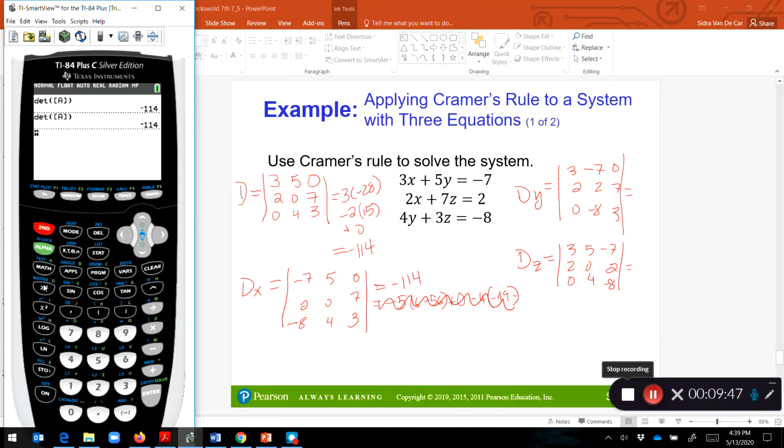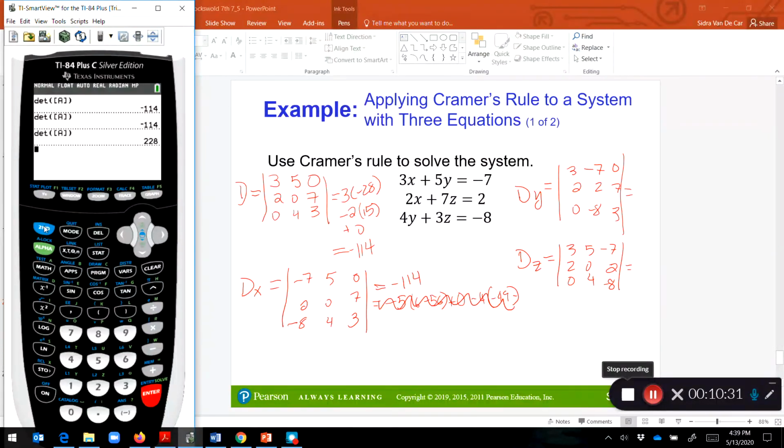So we need to edit that matrix again. And let's replace that first column with 3, 2, 0 again. But now we're replacing the second one with -7, 2, -8. Whoops. -7, 2, -8. And then go back to the home screen. And let's do the determinant of A, and we get 228 for that one. Okay, so that one's 228.